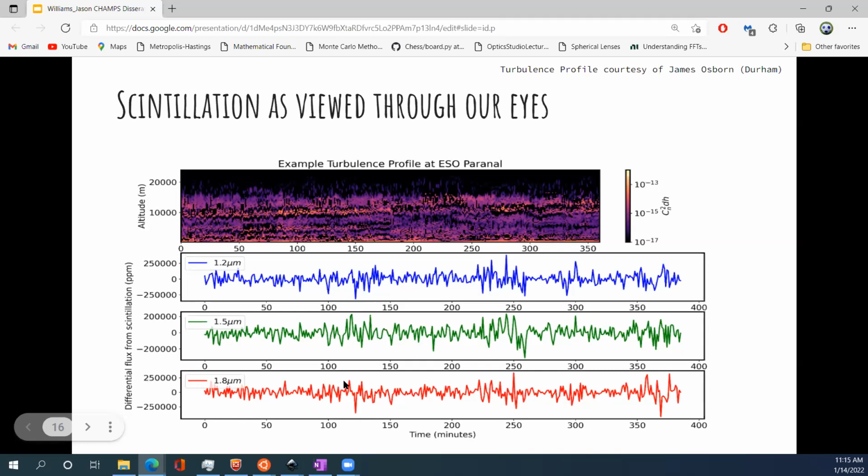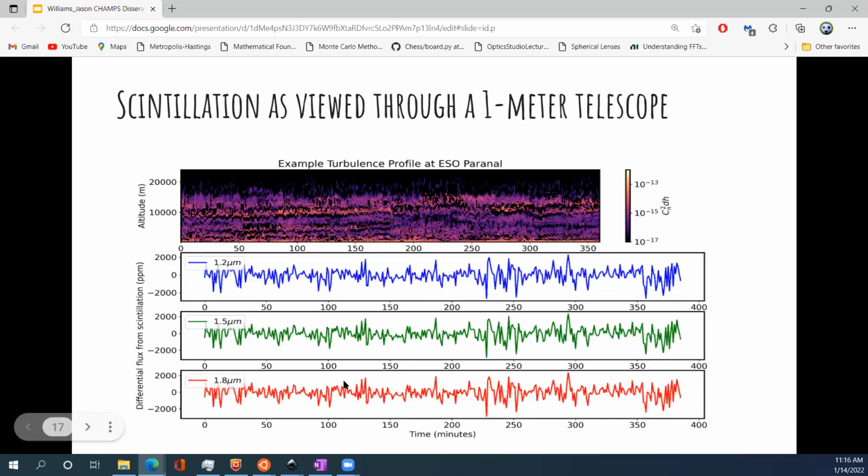It's most recently been brought back as early as, I guess, late as 2012 by Kornilov et al. What I'm trying to show here is that for a given turbulence profile, if we observe a star with our eye through this turbulence, we get a very small correlation coefficient, around 10 to 20%, looking at different wavelengths. So the wavelengths are not very highly correlated. But for meter class telescopes and beyond, scintillation becomes nearly wavelength dependent and reaches correlation coefficients exceeding 99%.